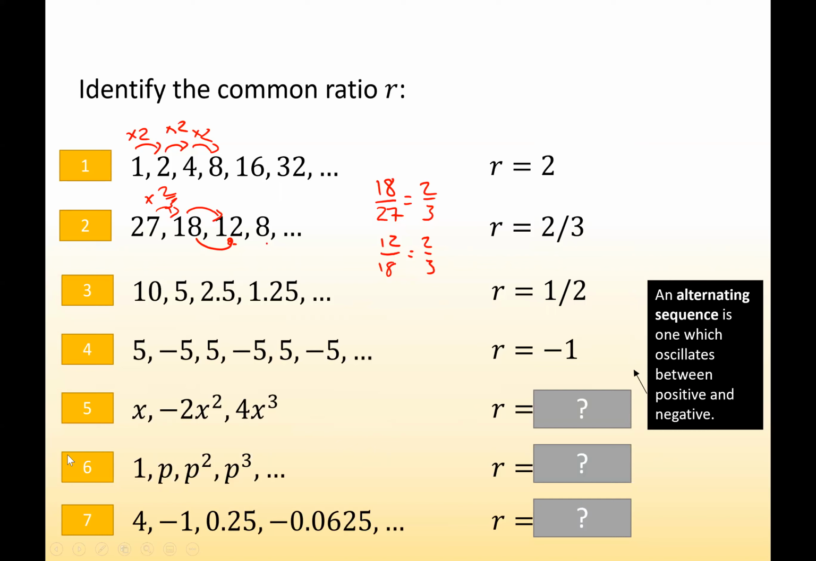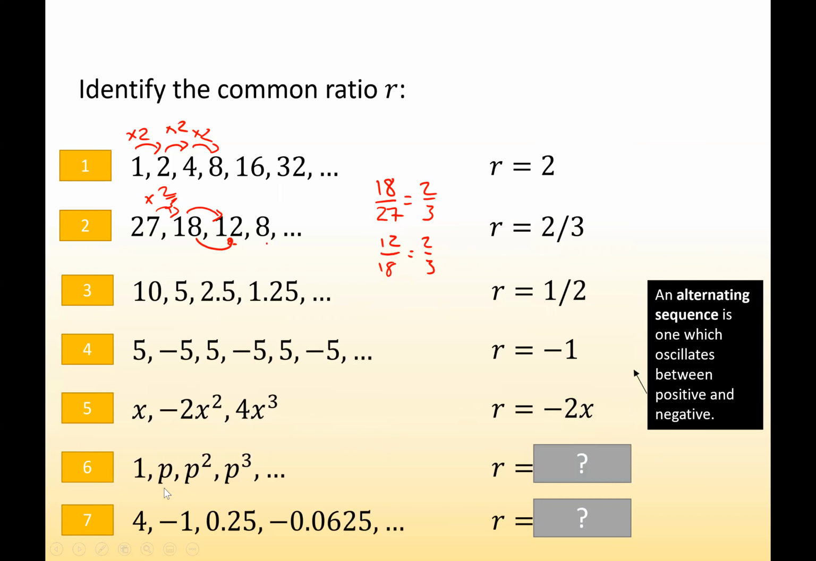The next one, if we have a look at what's changing every time, there's a few things here. It's an alternating sequence, so it's going to be a negative common ratio. The coefficient of x, or coefficient of x squared, or whatever we've got, is doubling every time. So we've got a -2, and the power of x is increasing, so it's -2x.